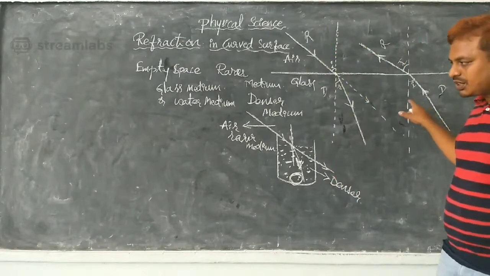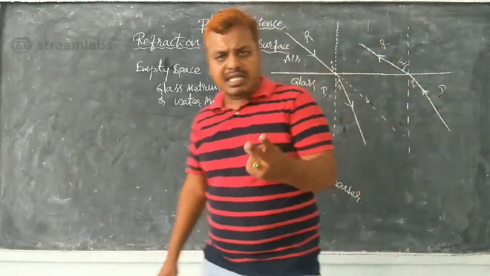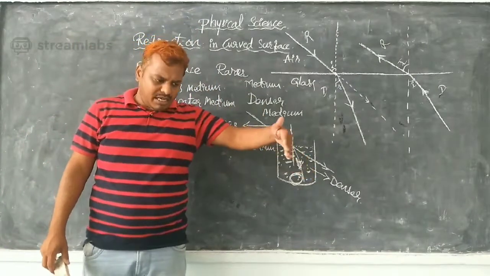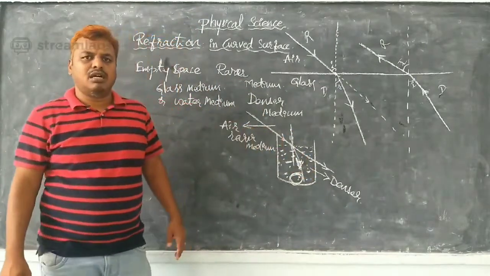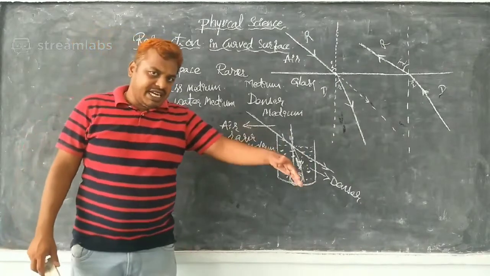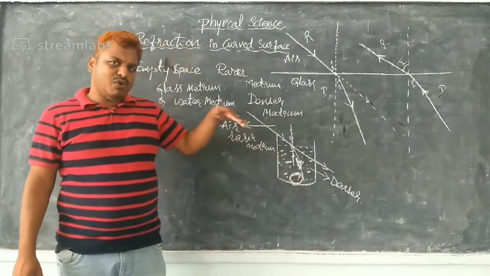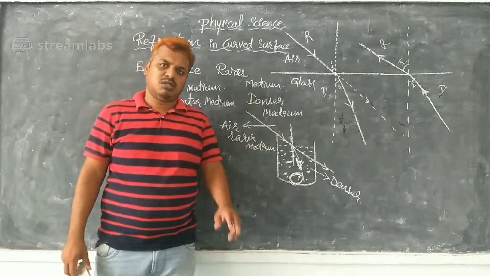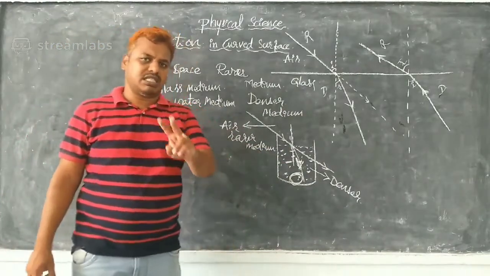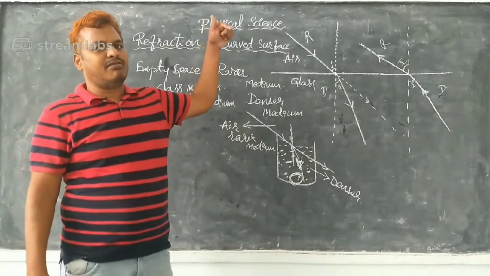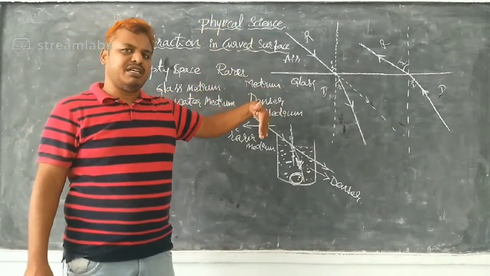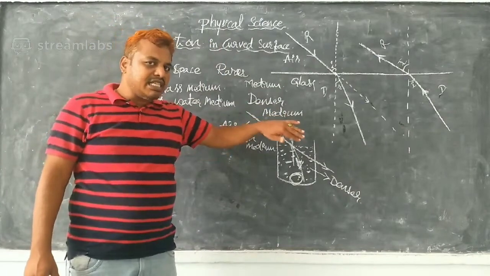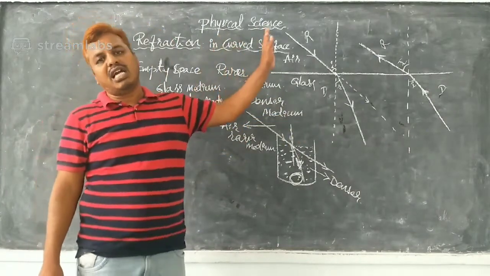Okay? There are two cases. When a light ray travels from rarer medium to denser medium, it bends towards the normal. When a light ray enters from denser medium to rarer medium, it bends away from the normal. So two chances are there. When the light ray comes from rarer to denser, it bends towards the normal, and when it enters from denser medium to rarer medium, it bends away from the normal.